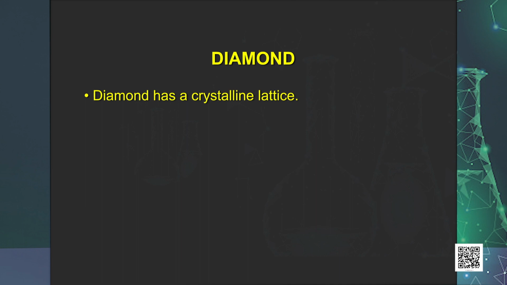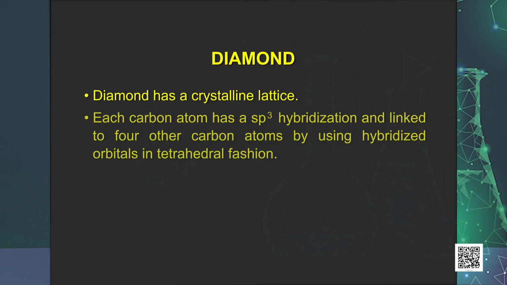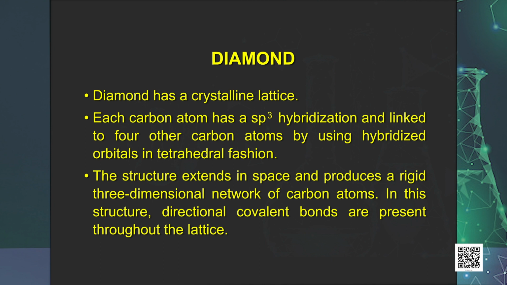Diamond has a crystalline lattice. In diamond, each carbon atom has sp3 hybridization and is linked to 4 other carbon atoms by using hybridized orbitals in tetrahedral fashion. The carbon-carbon bond length is 154 picometer. The structure extends in space and produces a rigid 3-dimensional network of carbon atoms. In this structure, directional covalent bonds are present throughout the lattice.